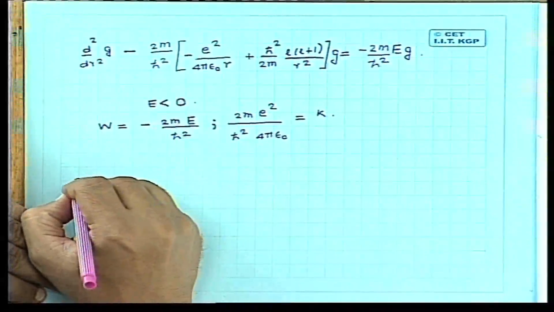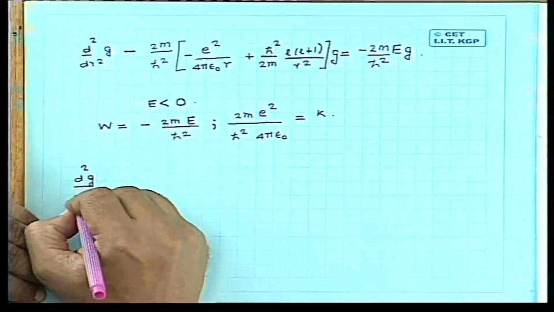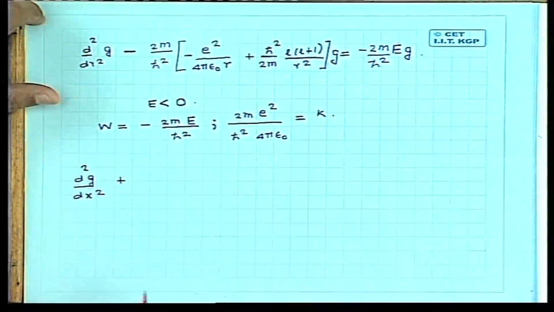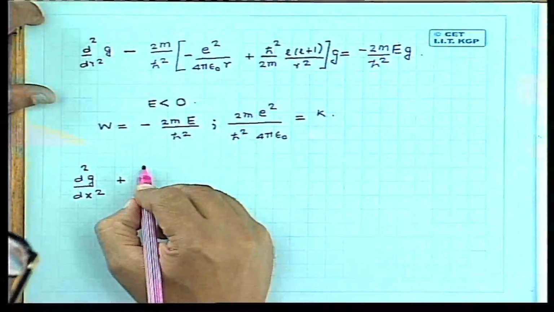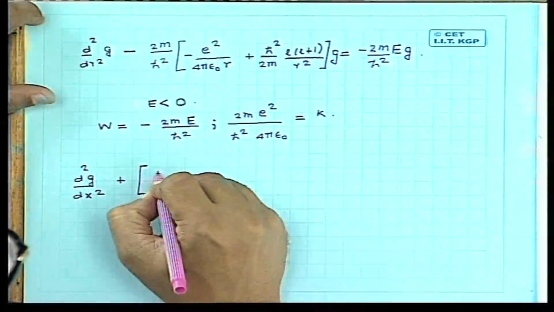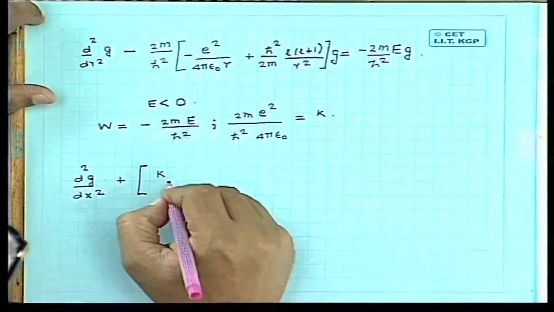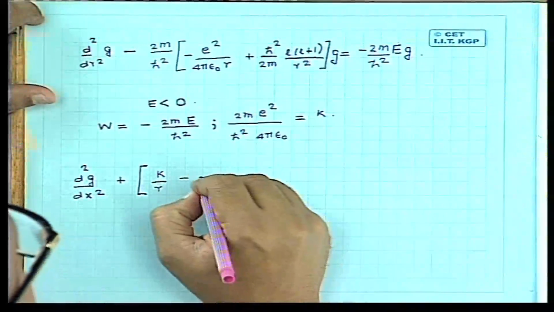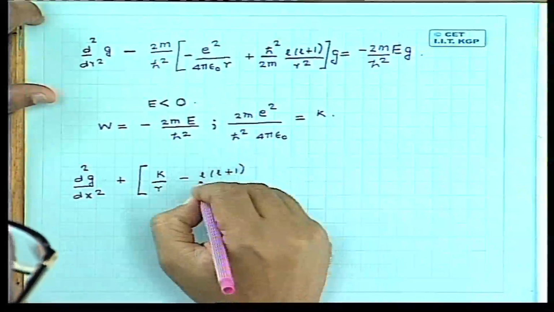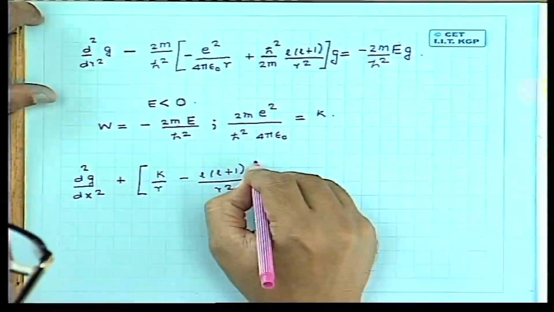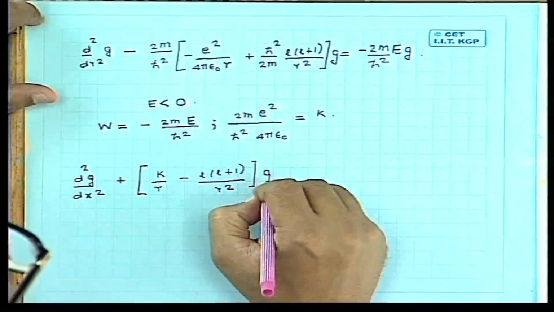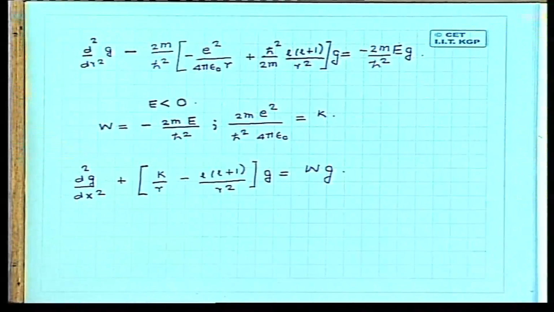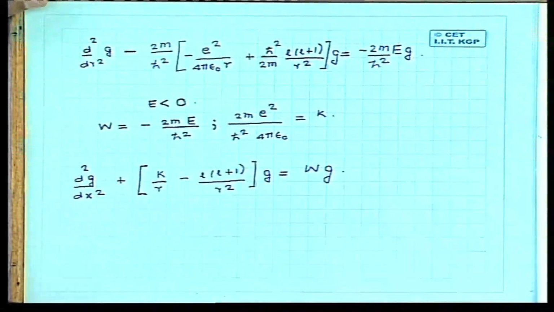So this equation now becomes d square g dr square plus, there is overall plus sign here, plus k by r minus L into L plus 1 by r square, G is equal to W into G. So this is the equation we have to deal with.